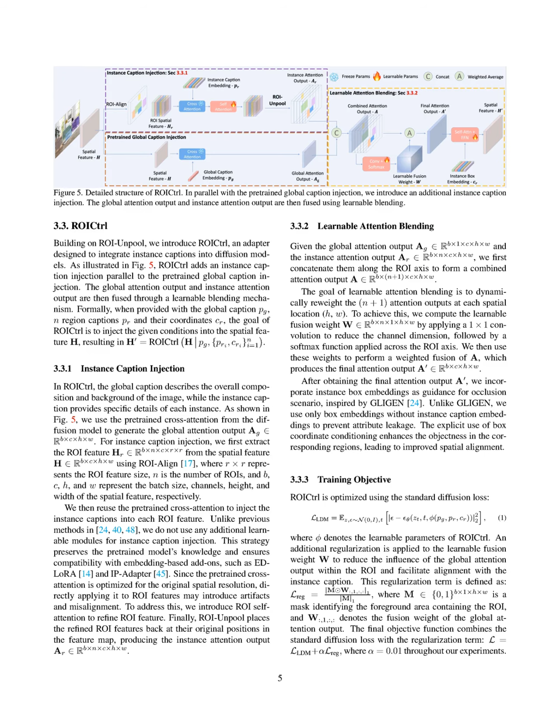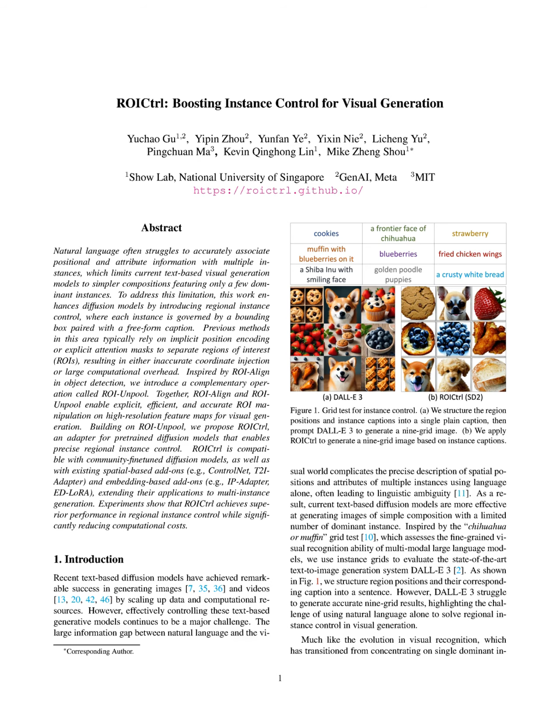In the overall architecture of ROICtrl, ROI unpool works in conjunction with ROI align, which extracts ROI features and is followed by a learnable blending mechanism that fuses global and instance attention outputs. This integration enables ROICtrl to achieve improved spatial alignment and regional text alignment, facilitating the generation of complex images with multiple instances described by freeform text.